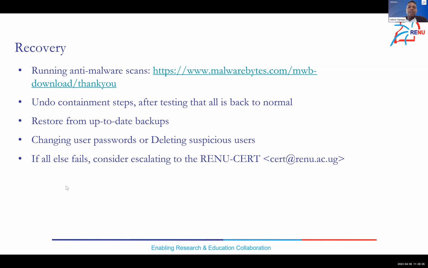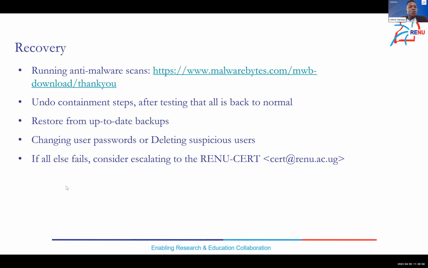Run some anti-malware solution on your machine, be it a Windows machine or a Linux machine. There are different tools that you can run, and we'll be able to provide some links at the end of the webinar. If you have any questions, put them in the chat. My colleague William or myself will provide some answers or some links.